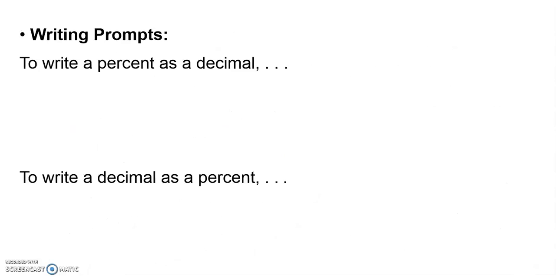Okay, and then to write a percent as a decimal, what do you do? And then to write a decimal as a percent, what do you do? So to write a percent as a decimal, you have to get rid of the percent sign and then move the decimal that replaced the percent sign over 2 times to the left. And then here you move the decimal 2 times to the right and add a percent sign.